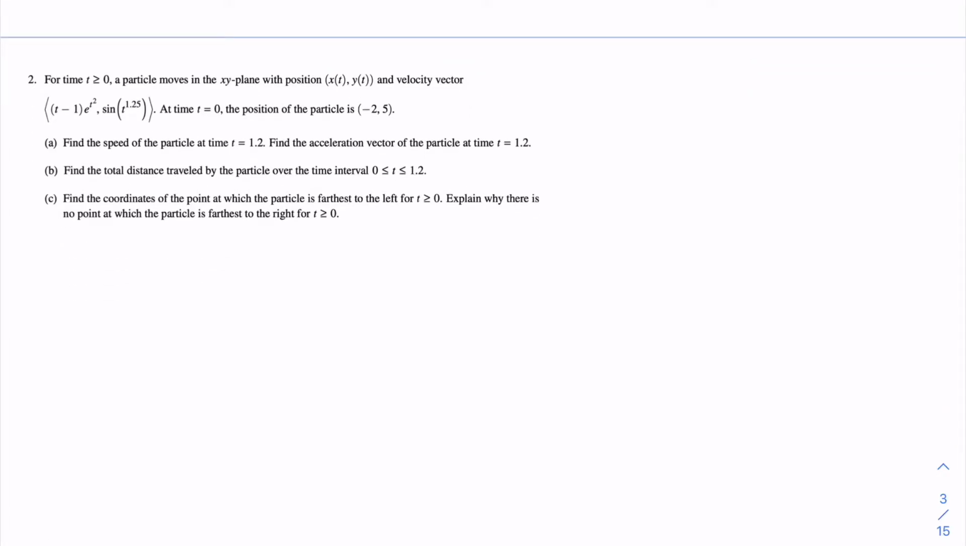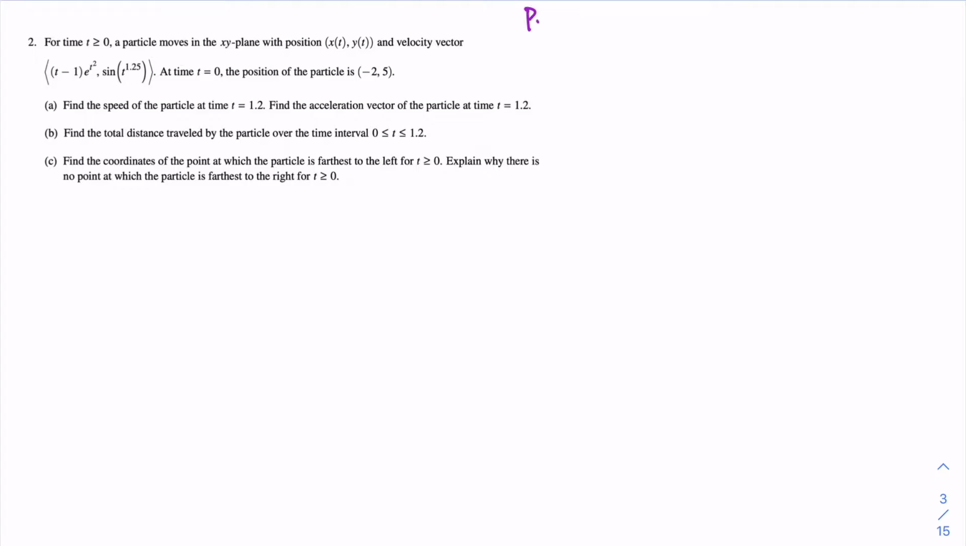This is problem number 2. This is a PVA problem, a position, velocity, and acceleration problem in parametric form. For time t positive, a particle moves in the xy plane with position vector x(t), y(t), and the velocity vector given here. At t equals 0, the position of the particle is at (-2, 5). Find the speed of the particle at t equals 1.2 and find the acceleration vector of the particle at t equals 1.2.